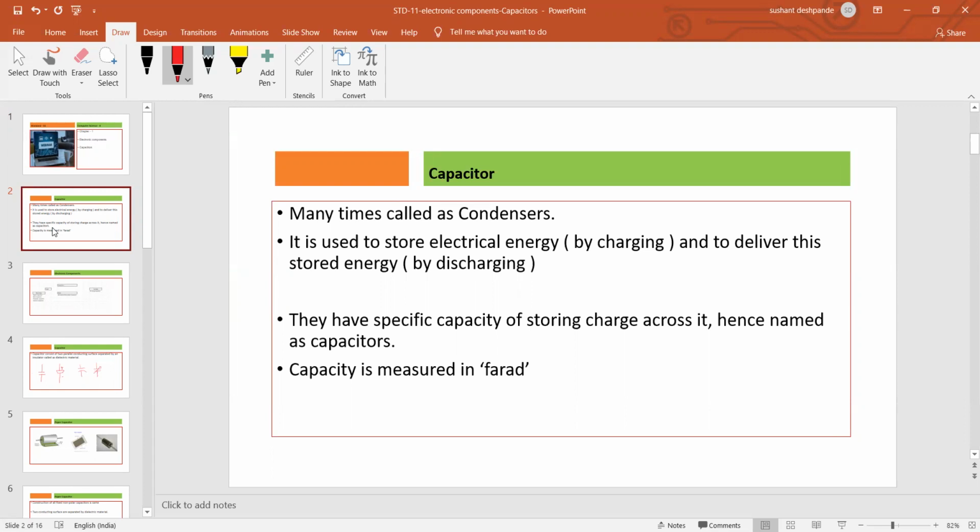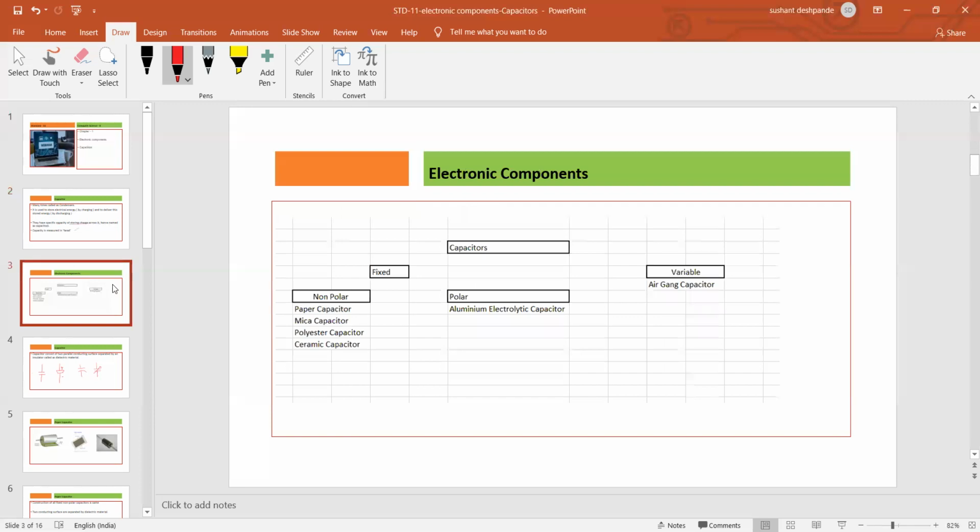These capacitors or condensers have a specific capacity of storing charge across them. Hence, they are named capacitors. The capacity, or the capacitance, is measured in farad. So what is the unit of measurement of capacity? It is the farad. Great. Let's move on, guys, and see what the different types of capacitors are.